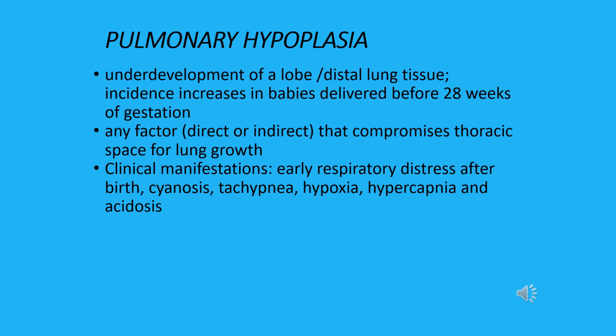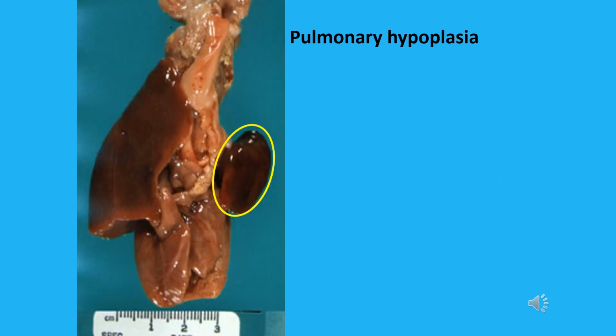Pulmonary hypoplasia is defined as incomplete development of either one or both lungs, and is usually seen in babies delivered premature before 28 weeks of gestation. Pulmonary hypoplasia results from any condition that restricts lung growth, such as congenital diaphragmatic hernia and oligohydramnios. This is a gross specimen of the lungs. Here you can see small, underdeveloped lungs for gestational age with reduced lung weight to body weight ratio.